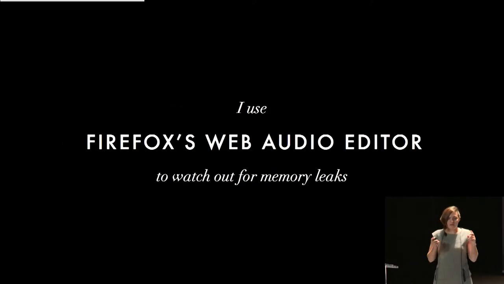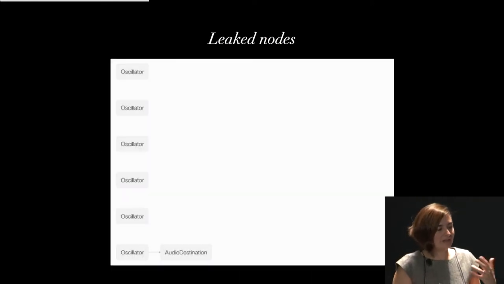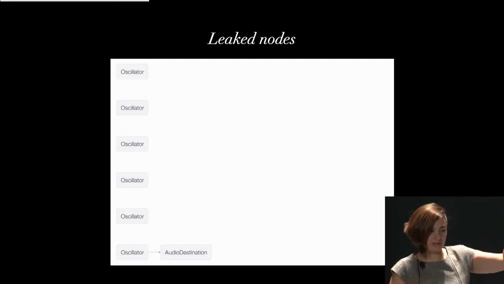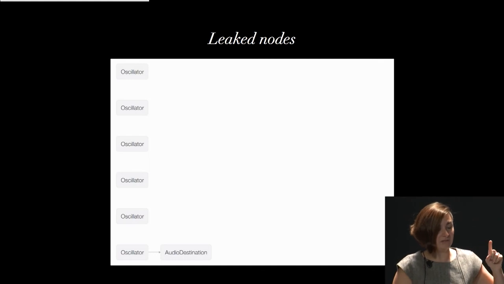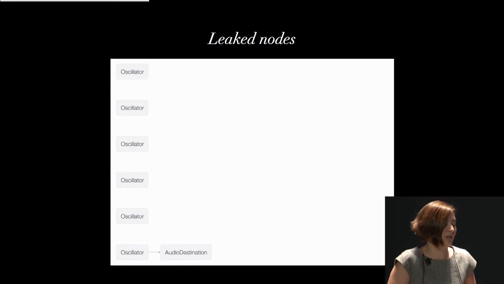So I use the Firefox Web Audio editor, and this is going to be the only plug here, but because Chrome doesn't have it, I have to use the editor. When you're creating nodes and you start to dispose of them, you will see that they are disconnected and they show up in that column. At some point, they should disappear. If after a while they don't disappear, you're leaking memory and you should look at what you're doing.